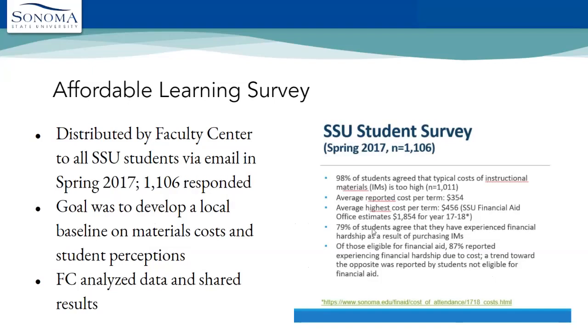The survey was created to develop a baseline of data about course materials costs and student perspectives, as the working group had already collected data from the university bookstore and other campus dashboards. Much of the focus of the work involved tying financial aid needs, course failure rates, first generation status, and other metrics to course material costs.